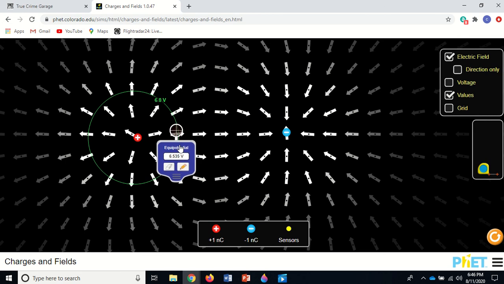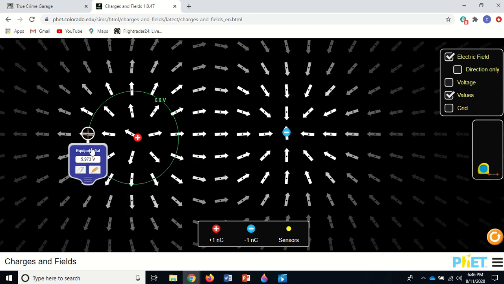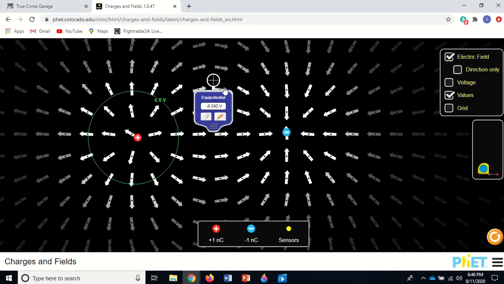It's about 6 volts. It moves very, very slowly. I wish they didn't have so many digits of accuracy. There's about 6 there. That's close enough. 6.0 there. So it's all about 6 volts all the way around here. That's an equipotential surface in which the voltages are all the same. Okay.